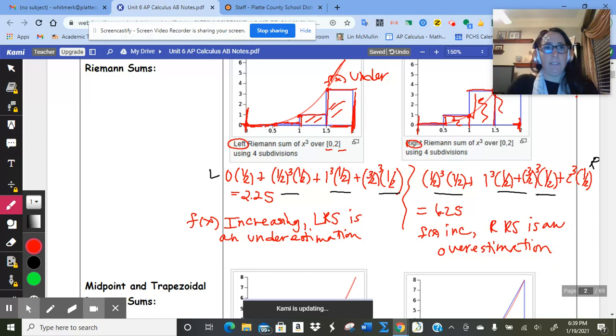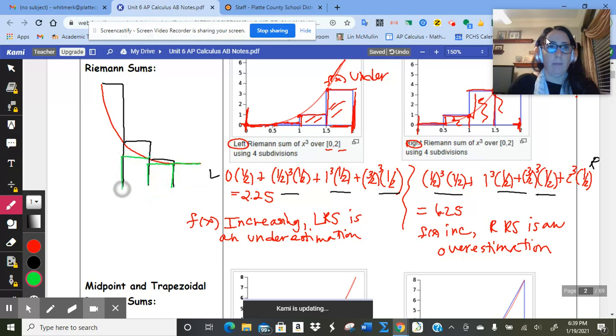So what if the graph was decreasing? What would happen? Well, if I came from the left now, I would be over. And if I came from the right, I would be under. So this is vice versa for decreasing functions. Okay?